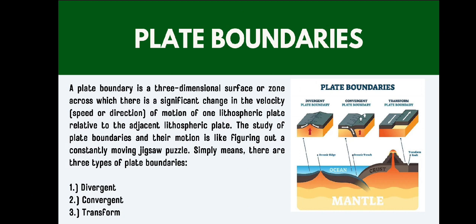Simply means there are three types of plate boundaries, which are the divergent, convergent, and transform. So if you go back to the slide where it shows a map of the placement of tectonic plates, those lines in red are the plate boundaries, which means it is a boundary between another Earth's crust surface.